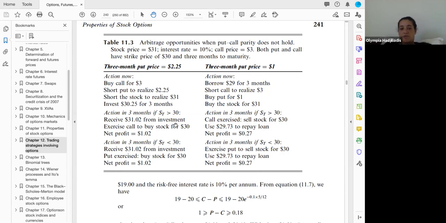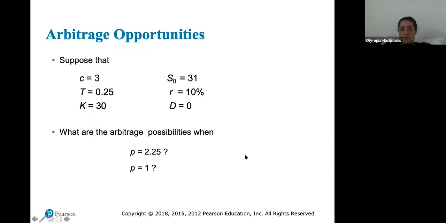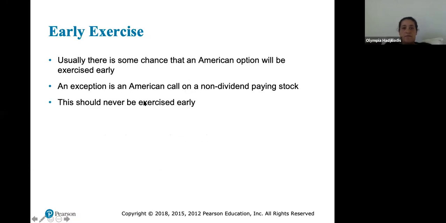So this is what happens when put call parity doesn't hold. We saw that there are arbitrage opportunities both when P equals 2.25 and when P is equal to 1. And now this is about early exercise of an American option on a non-dividend paying stock. So we haven't reached there yet. Let's go back to our book.